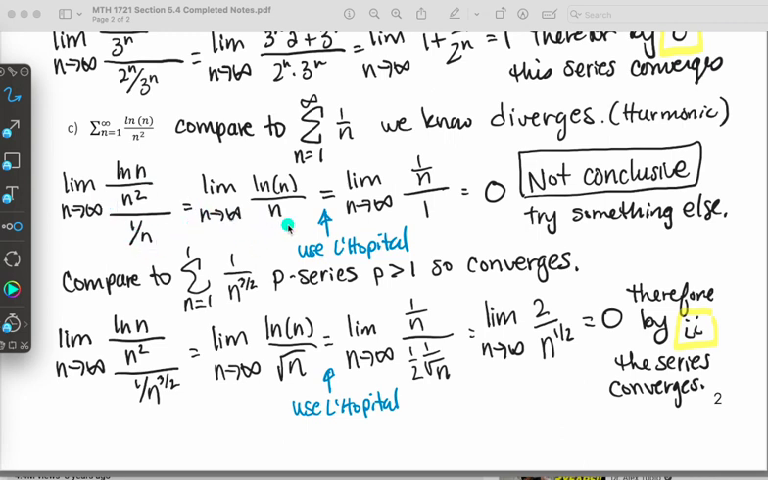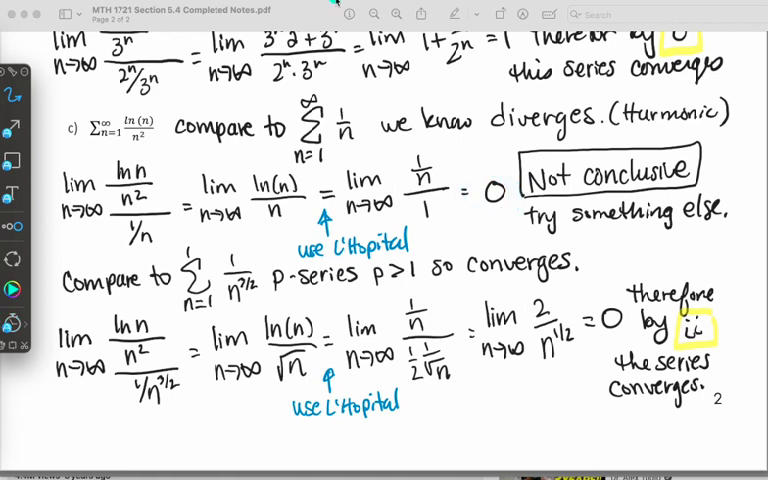And when I used my algebra and got it in the form where I could use L'Hopital, I ended up getting that the limit of this, using the harmonic series, is 0.